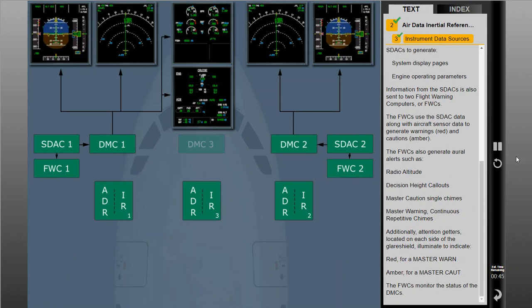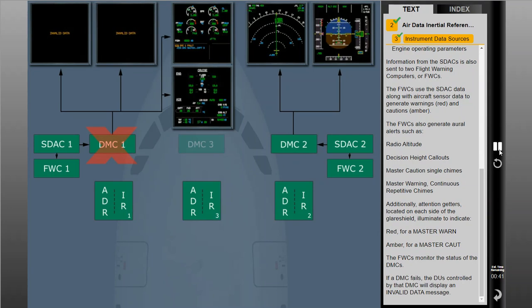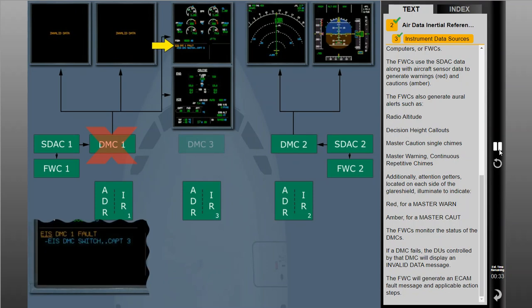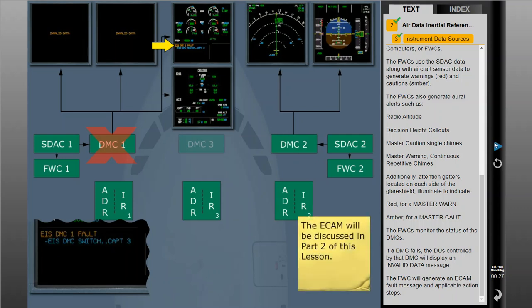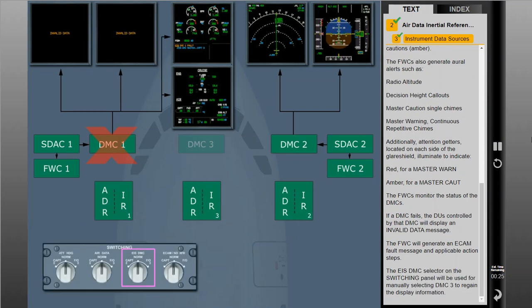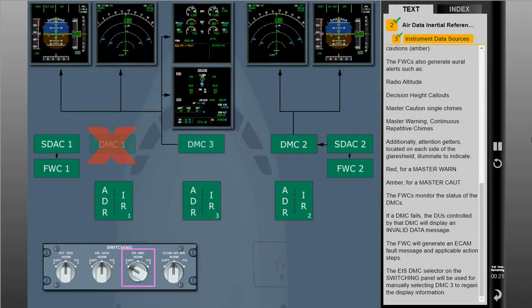The FWCs monitor the status of the DMCs. If a DMC fails, the display units controlled by that DMC will display an invalid data message. The FWC will generate an ECAM fault message and applicable action steps. The EIS DMC selector on the switching panel will be used for manually selecting DMC3 to regain the display information.